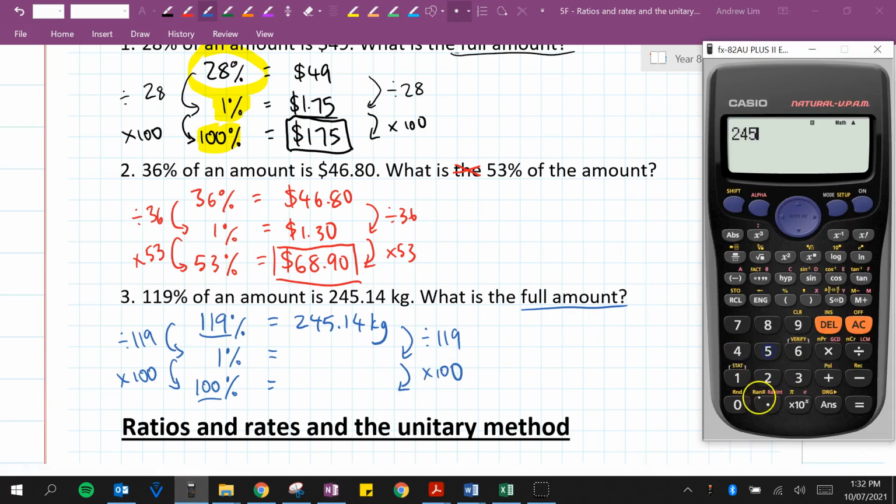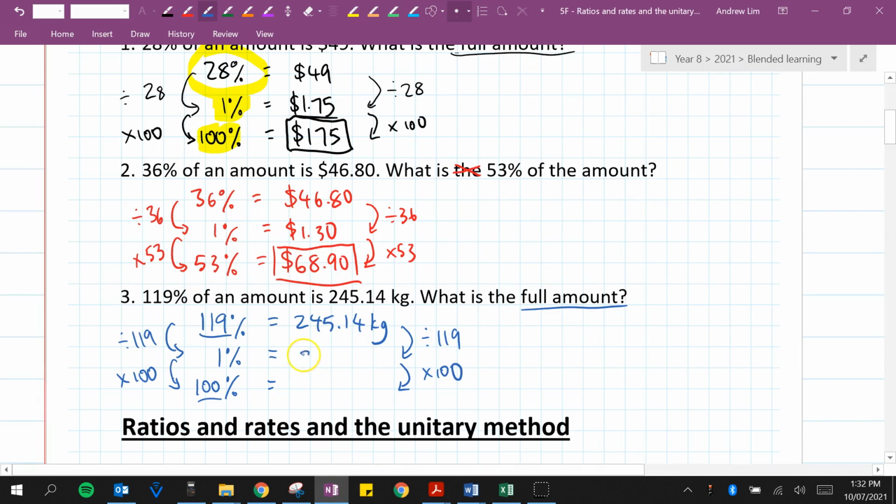So 245.14 divided by 119 is 2.06 kilograms. We're going to times that by 100, which is 206 kilograms. That's our final answer.